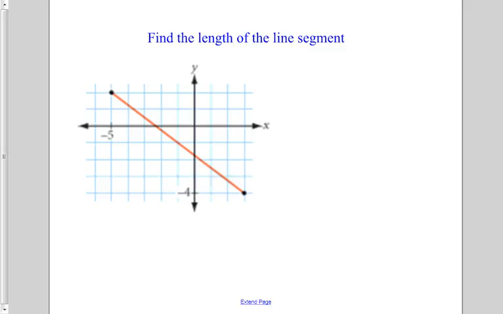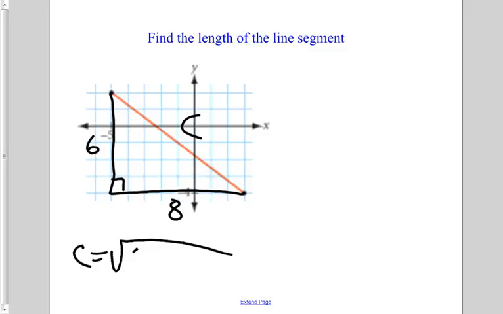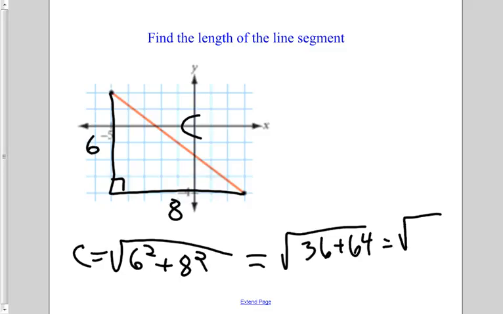So, I've got 1, 2, 3, 4, 5, 6 units up, and 1, 2, 3, 4, 5, 6, 7, 8 units across. We know this is a nice right triangle. So I could expect that this length here we'll call C, the hypotenuse. C equals the square root of 6 squared plus 8 squared, which is going to equal the square root of 36 plus 64, or the square root of 100, which we know equals 10.